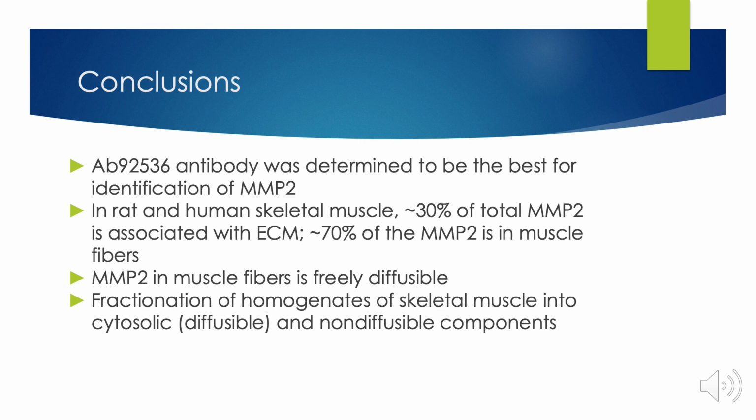Secondly, the study showed that in rat and human skeletal muscle, 30% of total MMP2 is associated with the extracellular matrix, while 70% of the MMP2 is found in muscle fibers. Finally, MMP2 in muscle fibers is freely diffusible. This finding was discussed in a previous figure, which shows the fractionation of homogenates of skeletal muscle into cytosolic or diffusible and non-diffusible components, which were the membrane and cytoskeletal fractions.